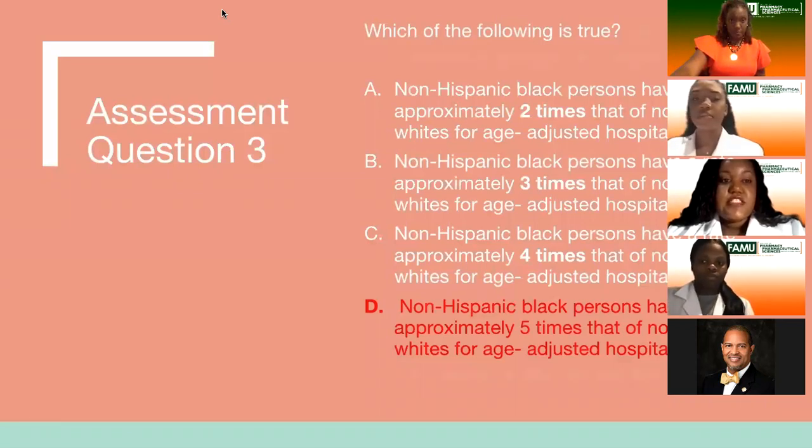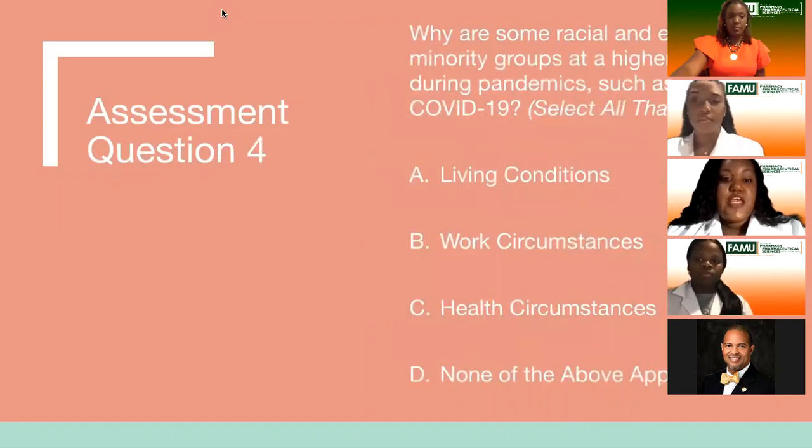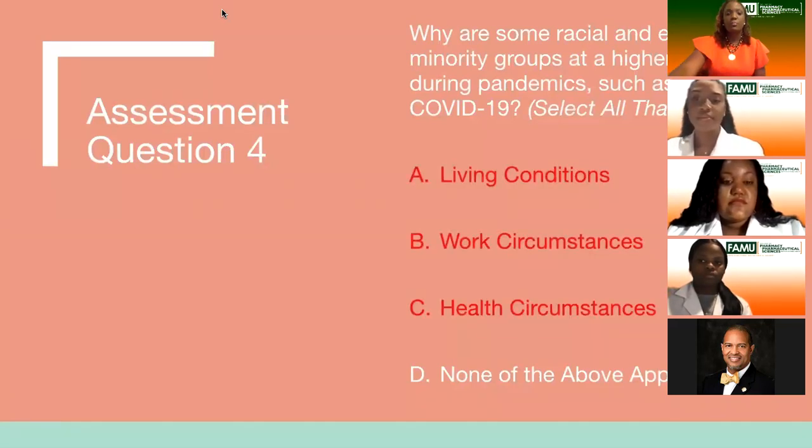Assessment 4. Why are some racial and ethnic minority groups at a higher risk during pandemics such as COVID-19? This question is a select all that apply, so more than one answer could be correct. Is it A, living conditions, B, work circumstances, C, health circumstances, or D, none of the above apply? So if you selected A, B, and C, you're correct. Living conditions, work circumstances, and health circumstances all contribute.